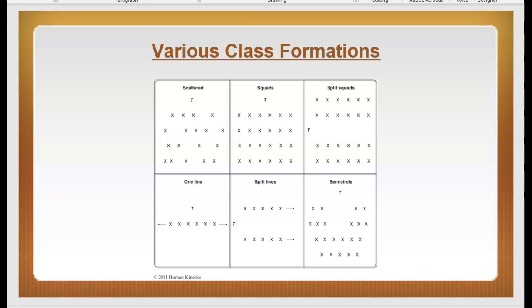So there's various class formations. You can use a scattered formation where students are kind of offset, not necessarily in squad lines, so they can see you better. The squads is usually a preferred method when you're doing your exercises. Students are in lines. You can take roll if you need to take roll for your class, and you can have a demonstrator or the teacher in front.